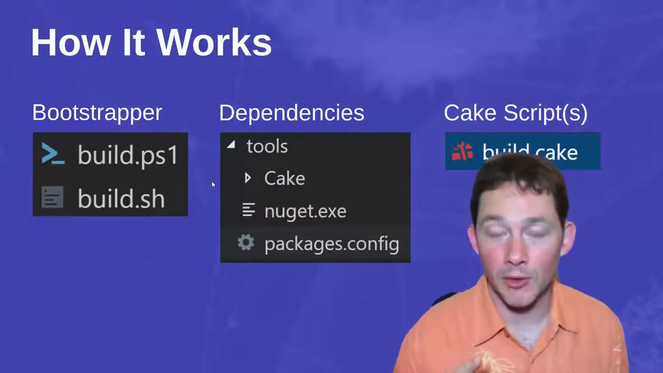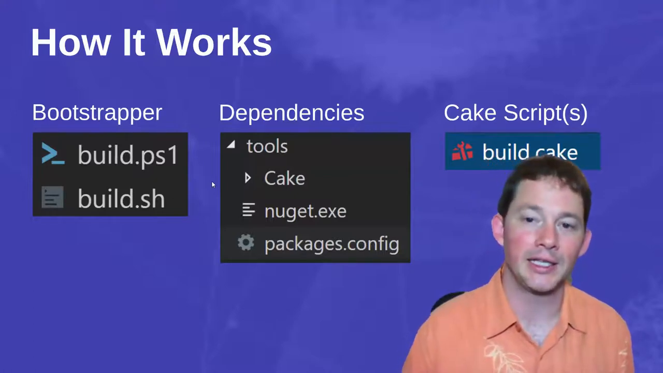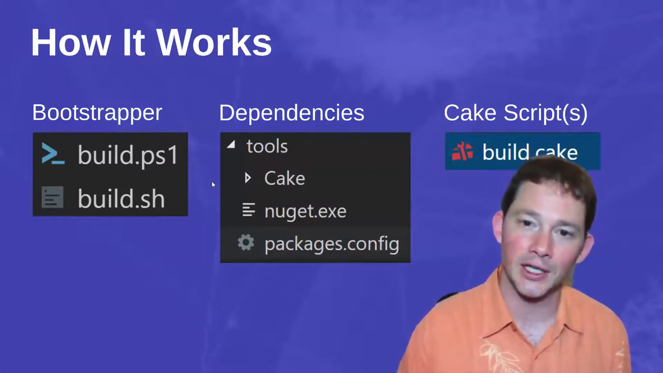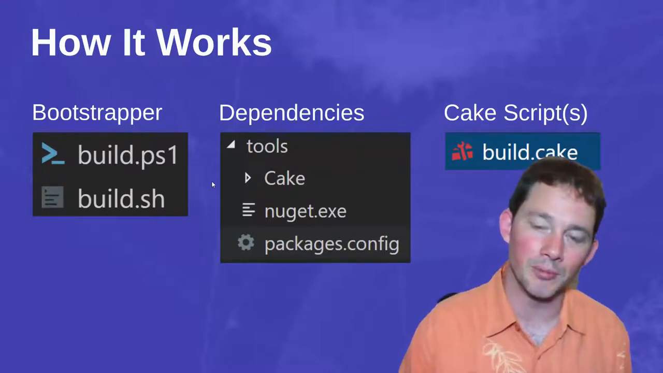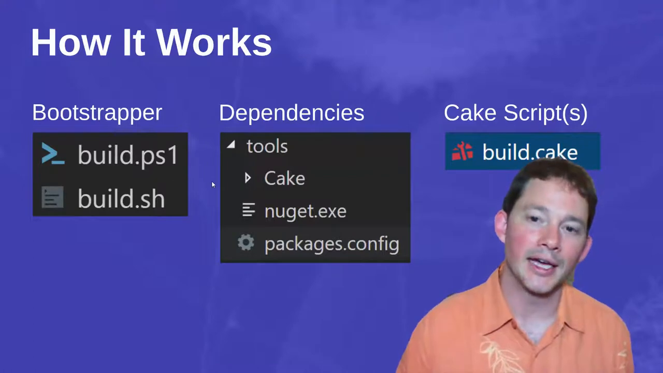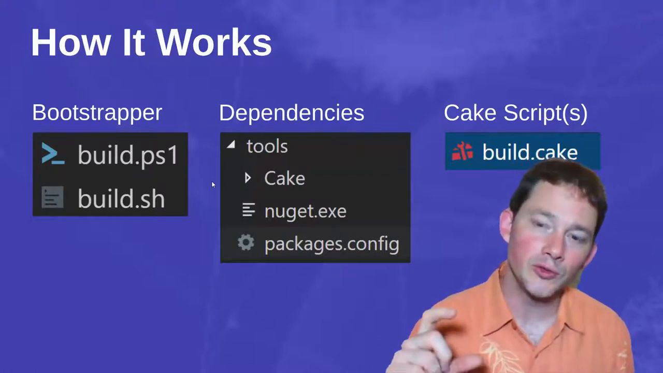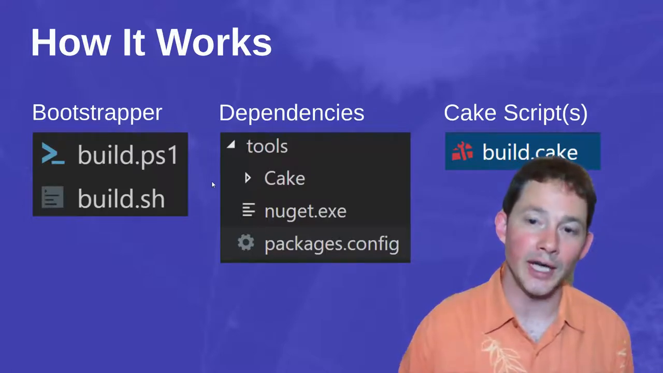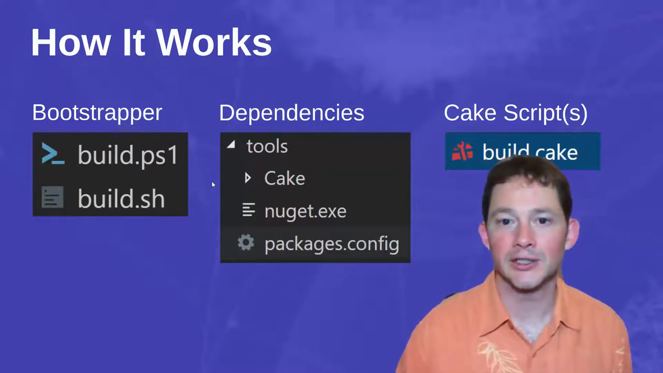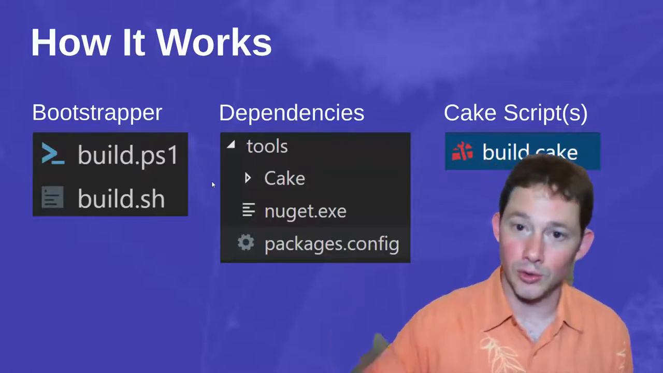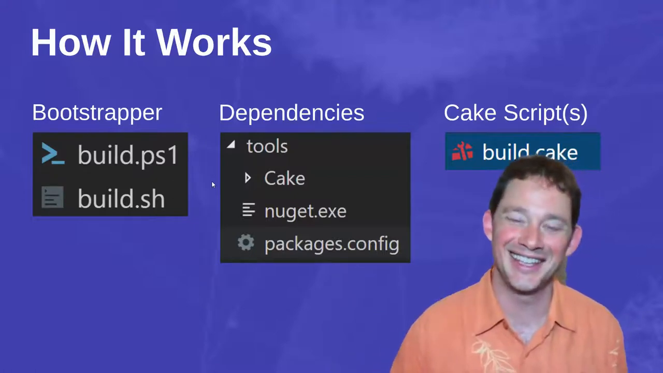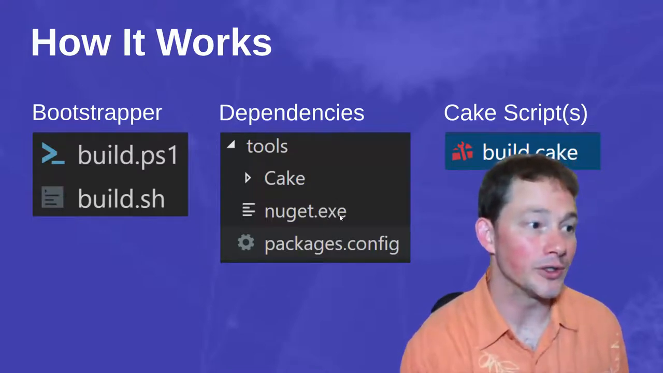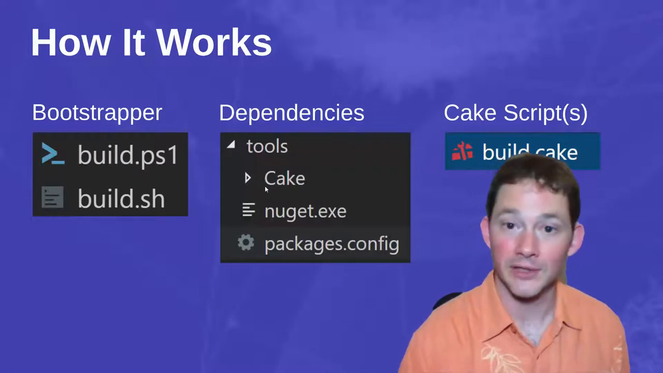So there's a bootstrapper. You have to have a PowerShell script if you're on Windows, or a Bash script if you're on Mac or Unix. Once you run that initial one for the very first time, it goes and downloads NuGet. It needs NuGet because Cake itself lives in NuGet, so it needs the NuGet.exe in order to download the Cake dependency.